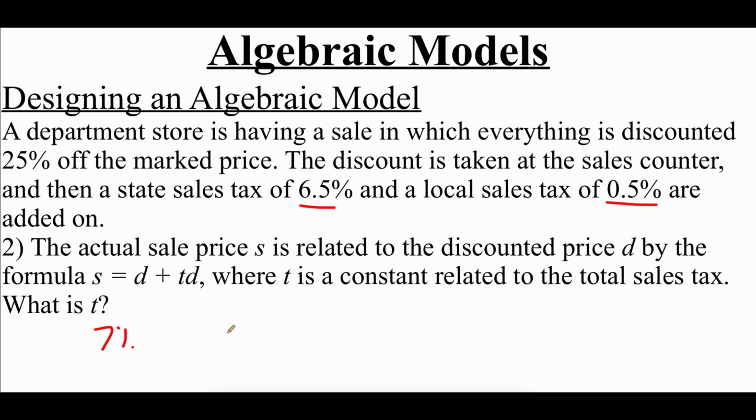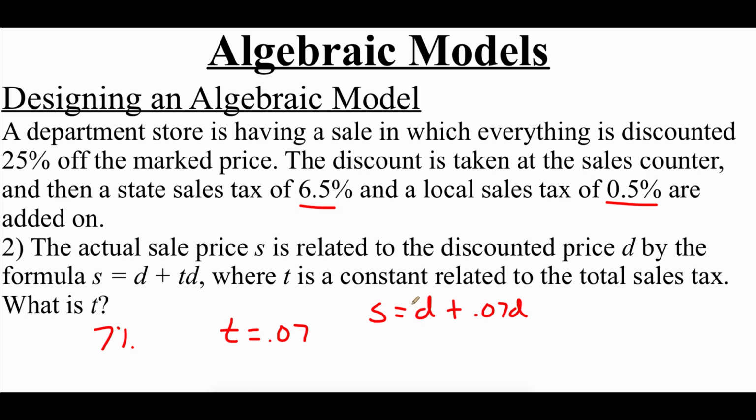We want to take that and turn it into a decimal. So if we slide the decimal over a little bit, then our taxed amount is 0.07. So if we take that and plug that into our formula up here, we're going to get S equals D plus 0.07 D. Now these D's are actually like terms, so we can add them together.